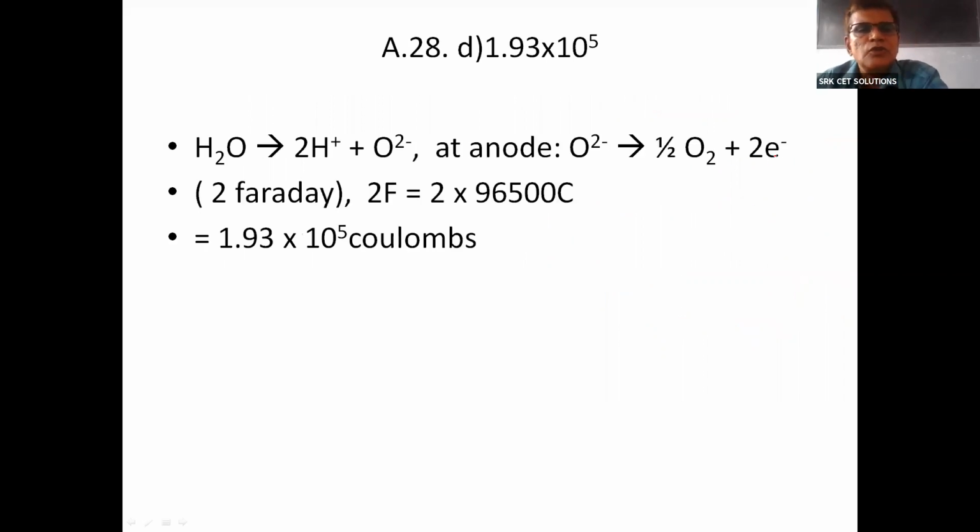Yes, it is dissociation of water at the anode. Only oxygen is asked here. That is, 2 mole electron is important for oxidation. That is 2 times Faraday, 2 times 96,500 coulomb. That is the answer.